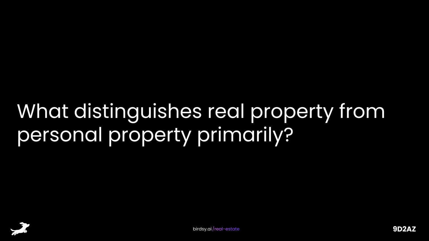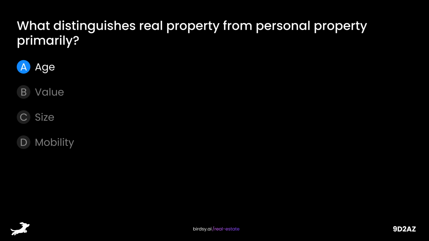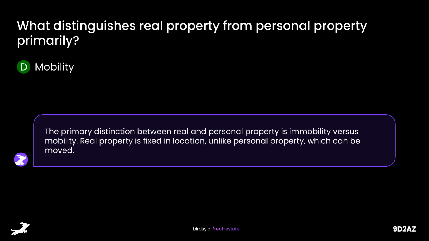What distinguishes real property from personal property primarily? Is it A, age, B, value, C, size, or D, mobility? The answer is D, mobility. The primary distinction between real and personal property is immobility versus mobility. Real property is fixed in location, unlike personal property, which can be moved.